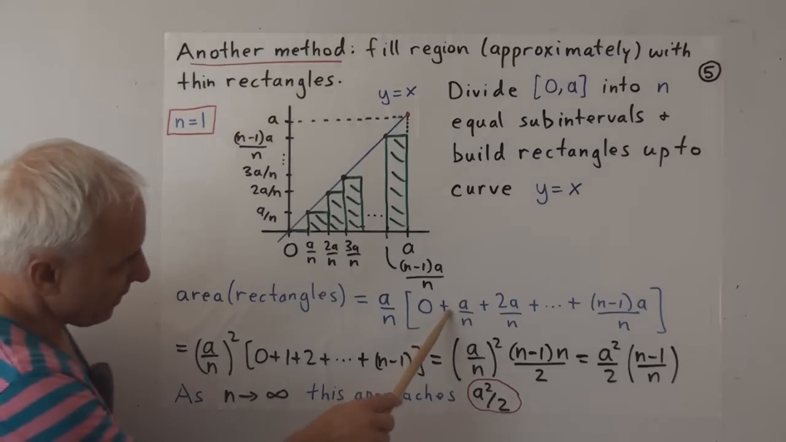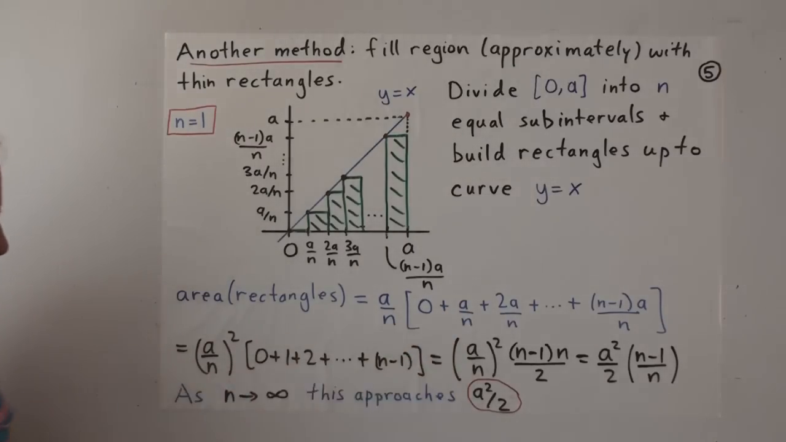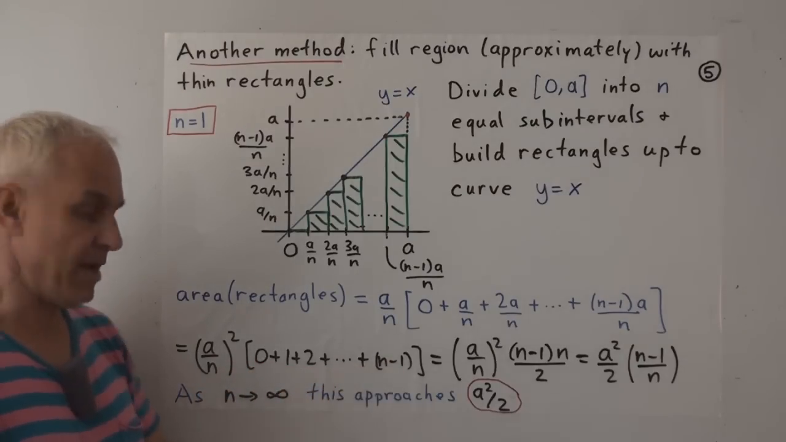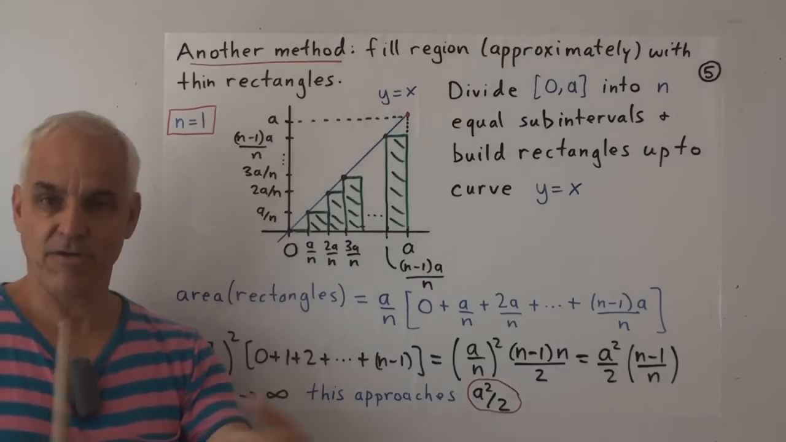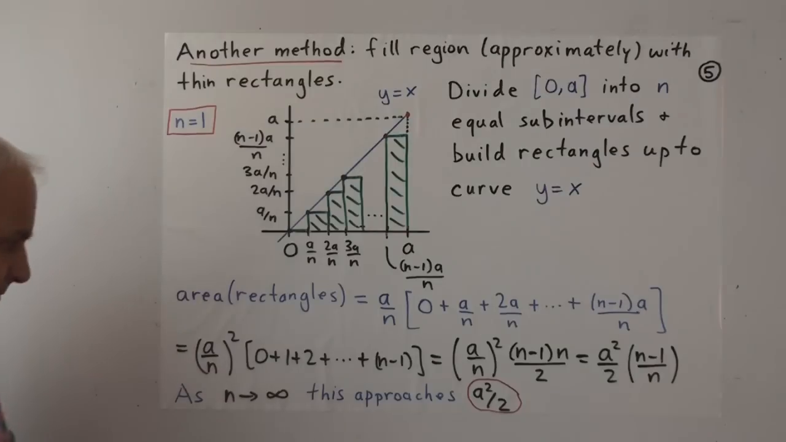Okay, there's a common factor of a over n here, which we might pull out to give us a over n squared. And then what's in the bracket is somewhat simpler. We just have the sum 0 plus 1 plus 2 all the way up to plus n minus 1. So it's an arithmetic series.